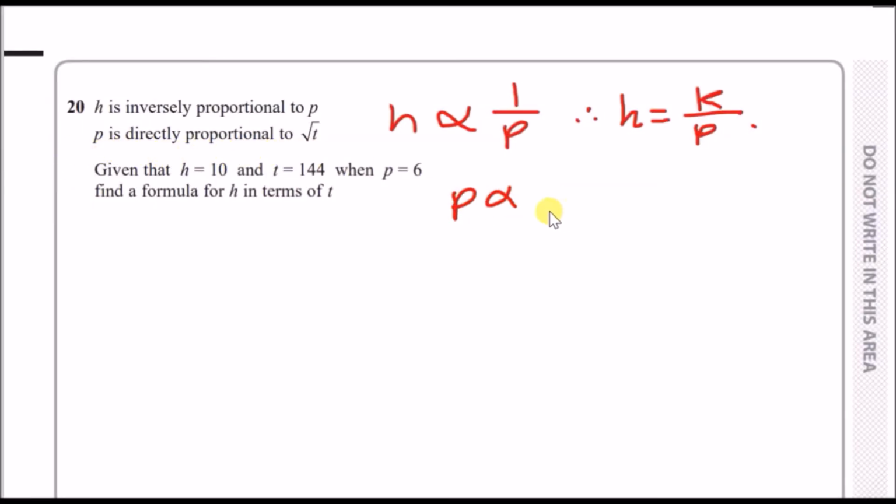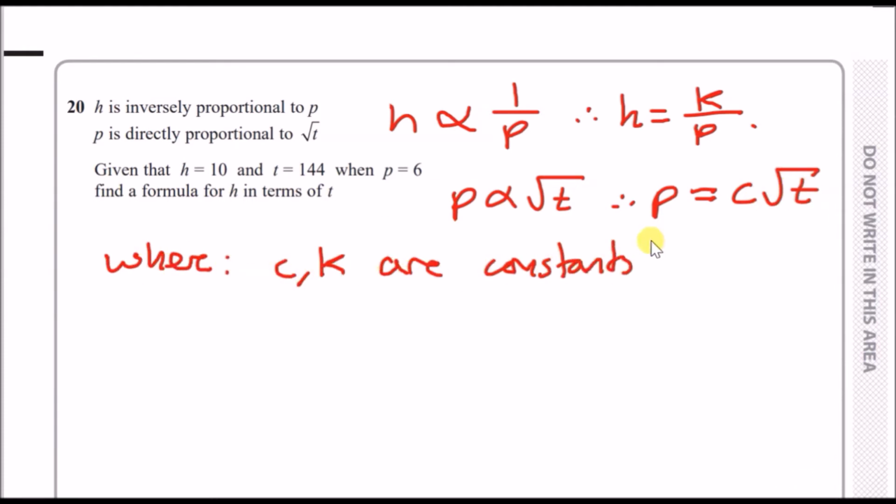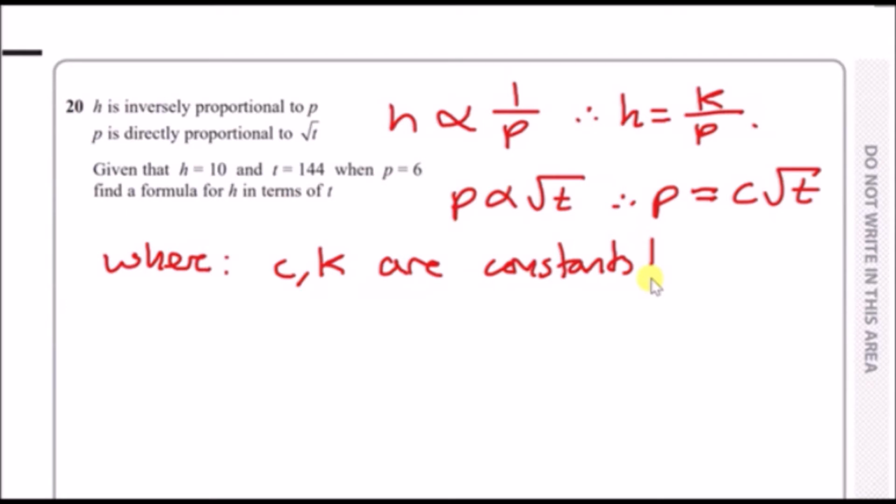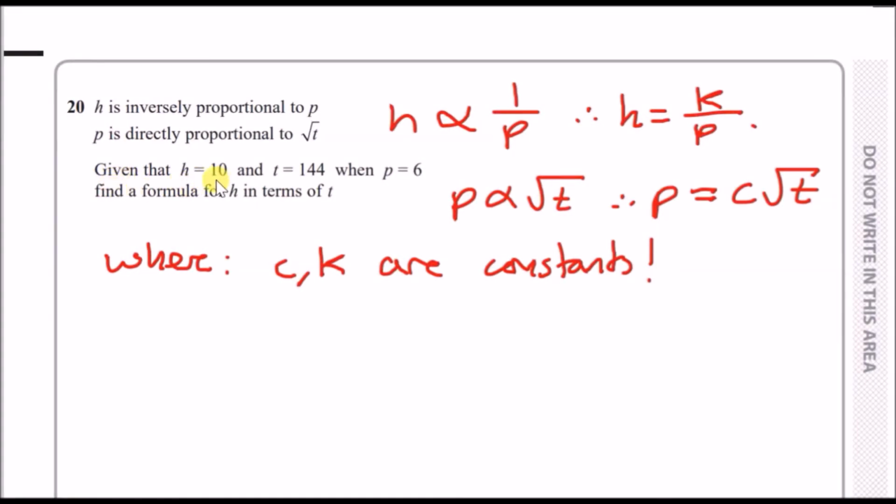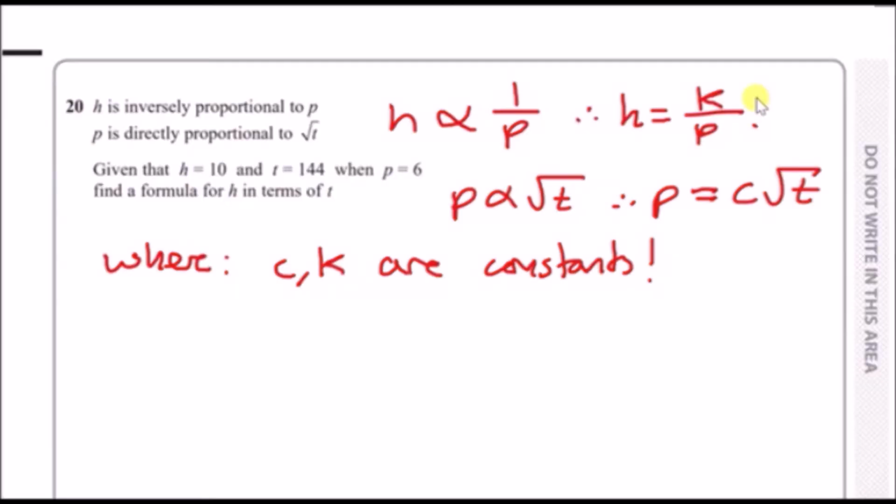So once again, you'd write in that form and then you replace the proportional sign with another constant, this time equals c, because they're not the same constants, they're two different statements. And we say, okay, where c and k are constants. So always label what we have. Now for the next part, it says, given that h is 10 and t is 144 when p is 6, find a formula for h in terms of t.